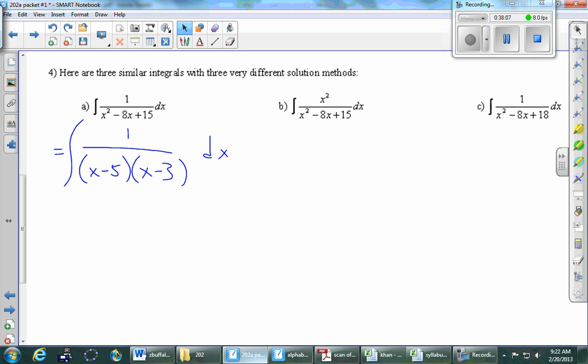All right, taking a look at part B. Well, it doesn't look so bad because we've already factored it. So we can write the factored version.